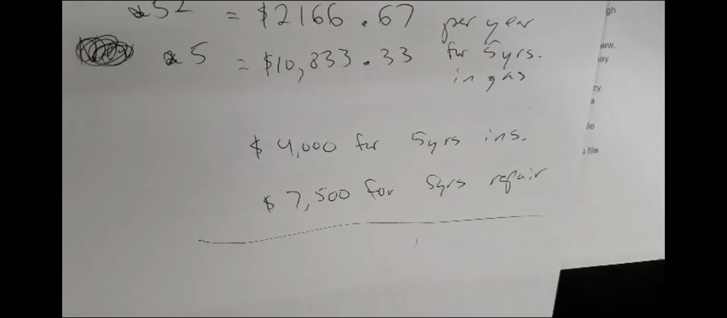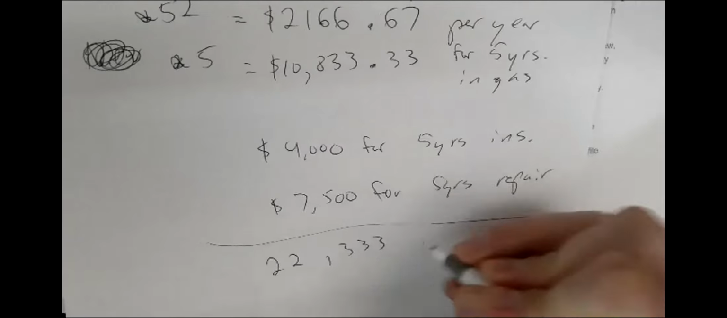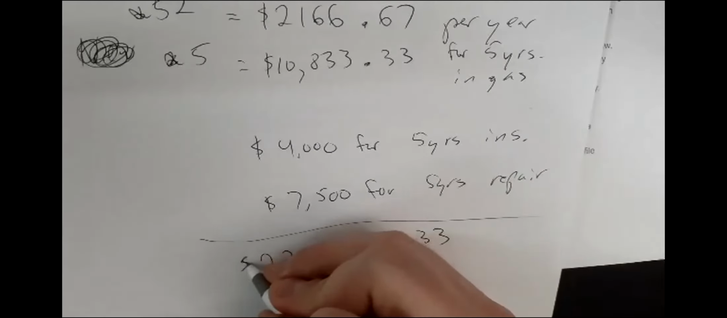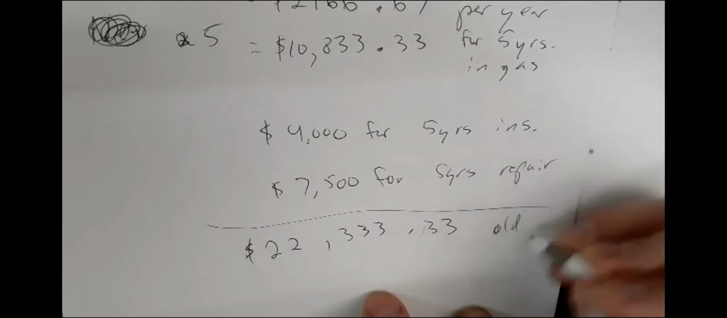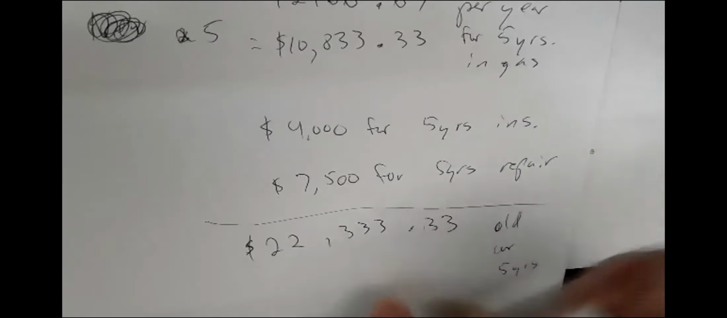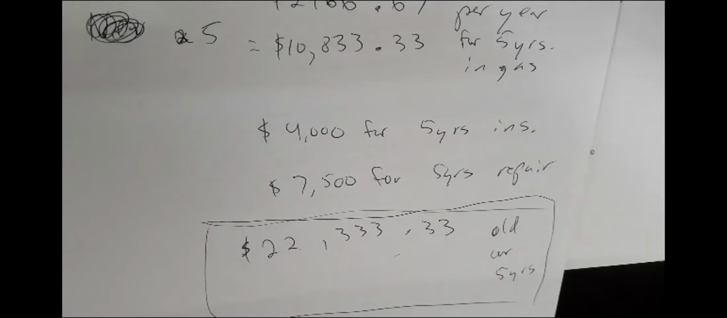And I have gas, insurance and repairs that I need to figure out. So 10,833.33 plus 4,000 plus 7,500. If I want to figure out how much this old car is going to cost me all in all, I get this number. This is my old car for 5 years. Hold on to this number because this is like half the problem here. We still have to figure out what the new car is going to be.